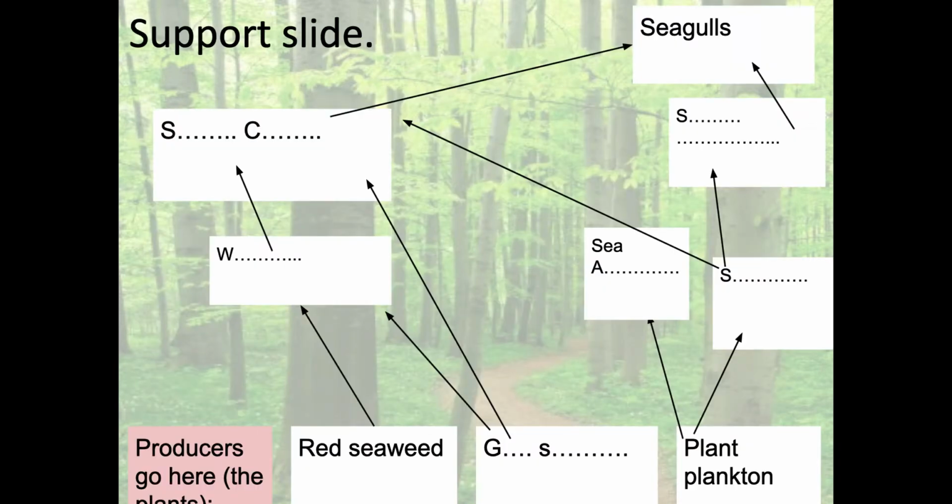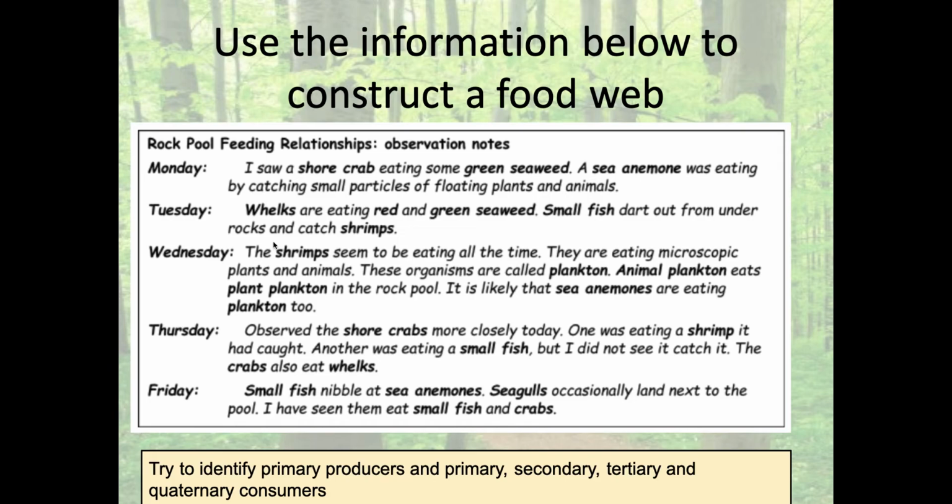And here's a template to help you with that. So if you go back in the video, you can see shore crab, green seaweed, sea anemone, whelks, red and green seaweed, small fish, shrimps, plankton, animal plankton, plant plankton, sea anemones, more plankton. Back to the shore crabs. Shrimps, small fish, crabs, whelks, I think we had all those already. Small fish, sea anemones, seagulls, small fish and crabs.